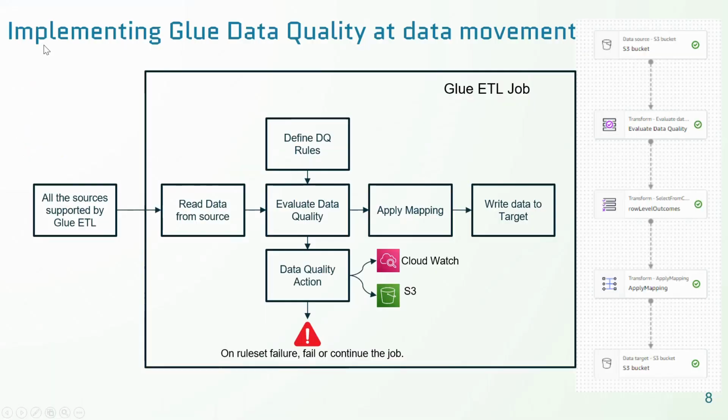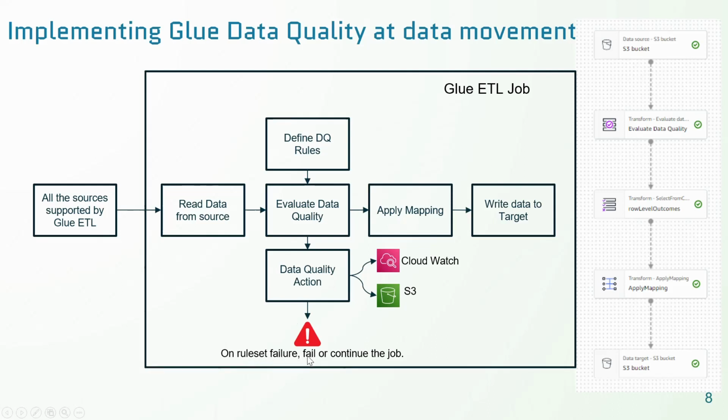Okay, let us see how to implement Glue data quality for the data at motion. This is supported for all of the data sources supported by the Glue ETL job. And what you see in the big rectangle here is a Glue ETL job. In the first step, data from the data sources is read. Then we have the node called evaluate data quality. So here we can define the data quality rules, and this node will evaluate those data quality rules and output the results. So based on the data quality check results, we can take actions.